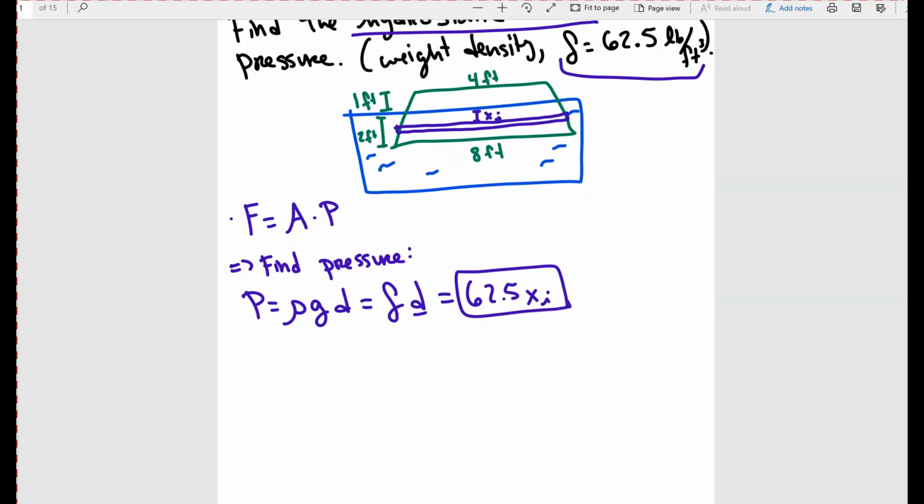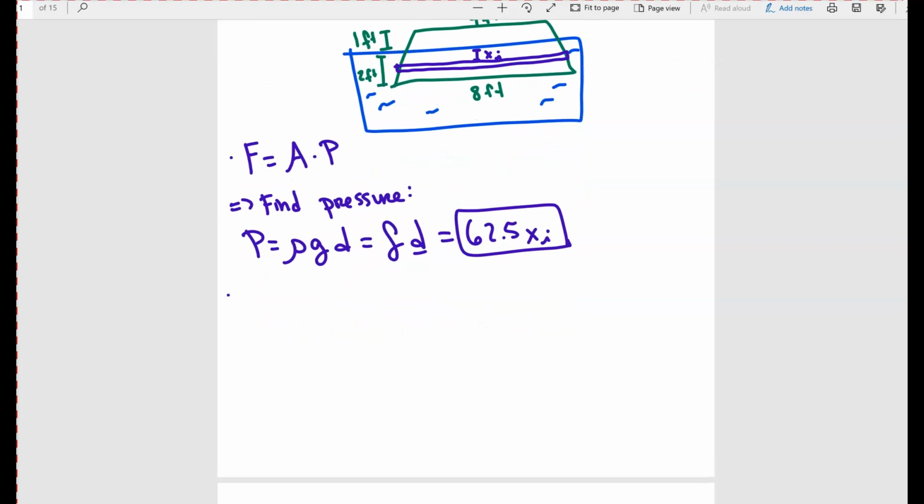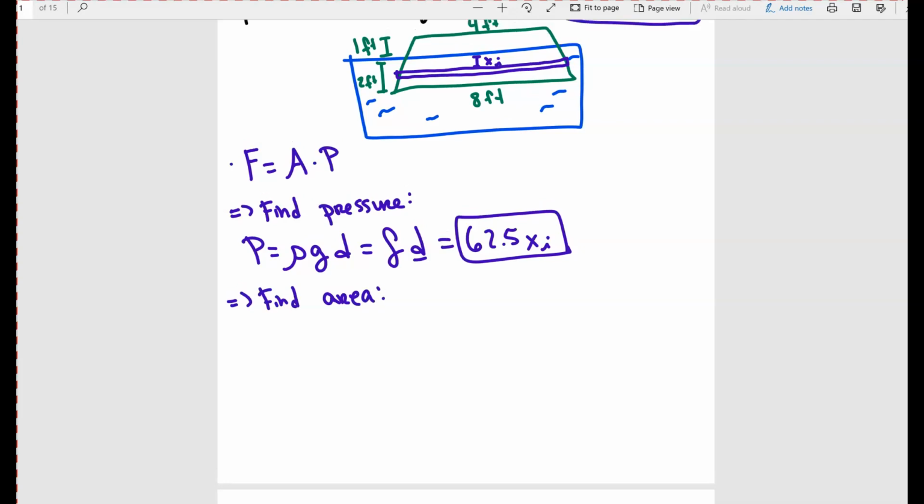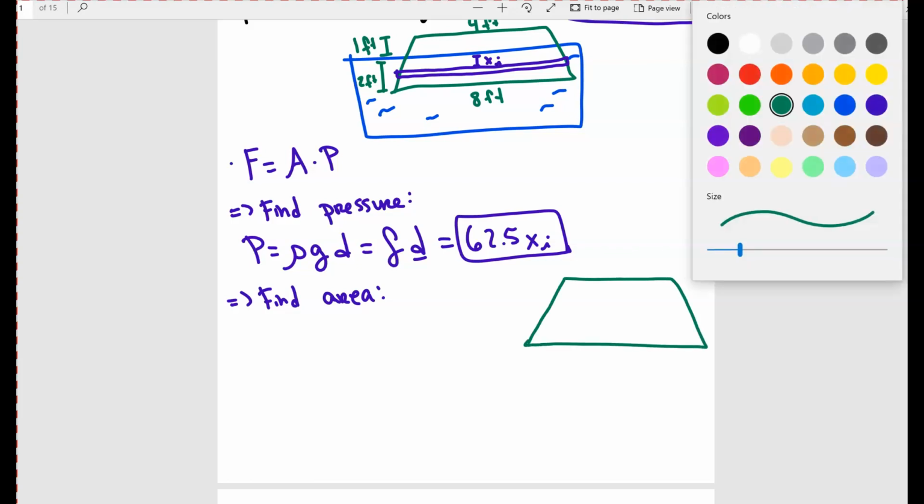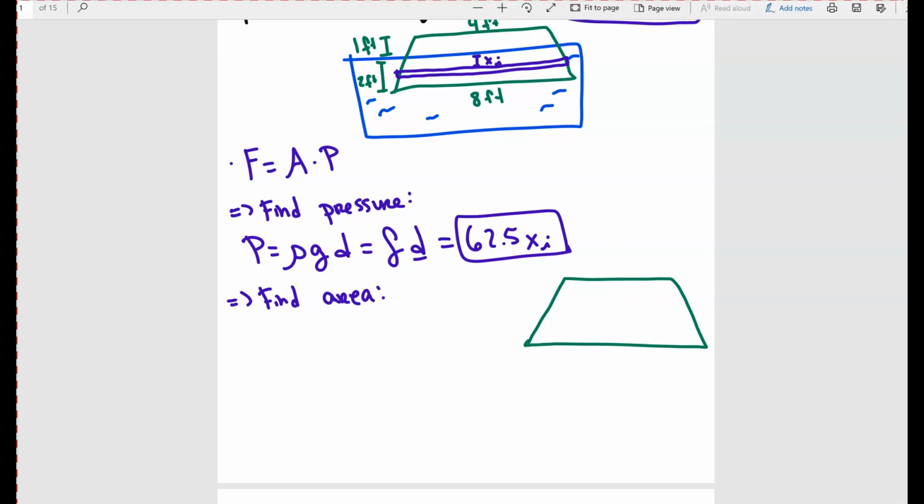Now that I found this pressure, the next thing I want to find is the area. How am I going to find the area? Well, we have this little strip. Let me draw it one more time here. We have this trapezoid, and this little strip that I just put here. I need to figure out the area of this particular strip.